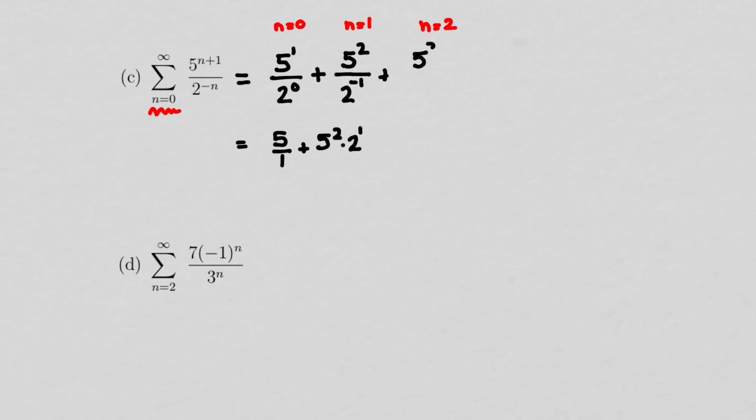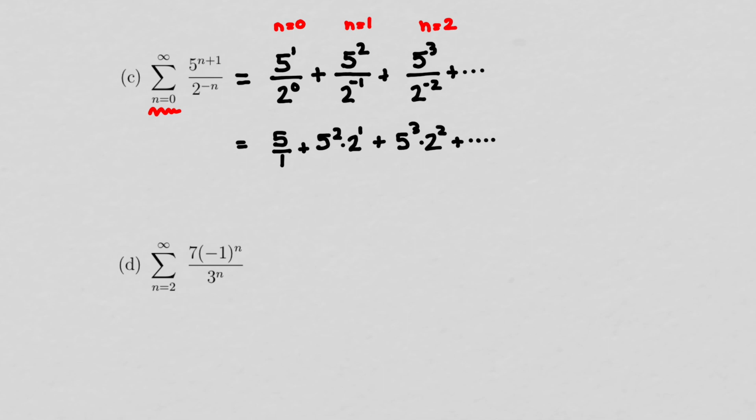On top, you would have 5 to the third. And on the bottom, you would have 2 to the negative 2, which if I want to rewrite it into something manageable, I could think of that as 5 cubed times 2 to the second. Okay. So that's enough for me to say, okay, I have a pattern.